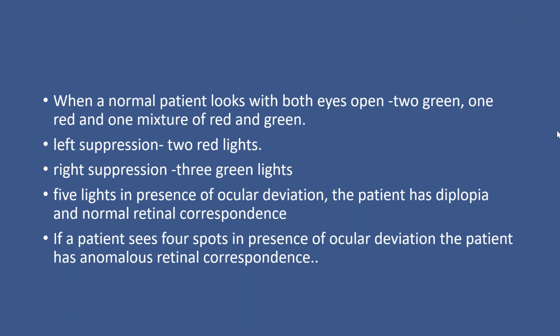When a normal patient looks with both eyes open, there's going to be two green, one red, and a mixture of red and green. If there's a left suppression, they'll only see what the right eye can see, and the right is for red, so they'll only be seeing two red lights. Whereas in the case of right suppression, they'll only see with the left eye, and you're wearing a green glass in front of it. So they'll be seeing three green lights, two of the normal green that was present, and the white light will also appear green to them.